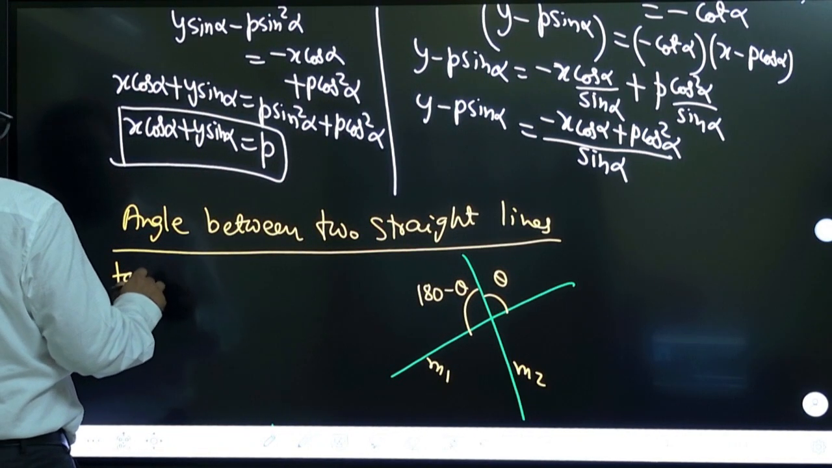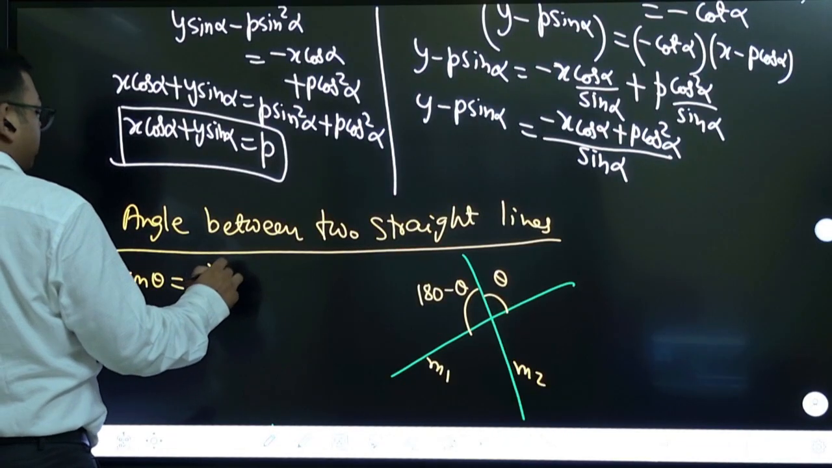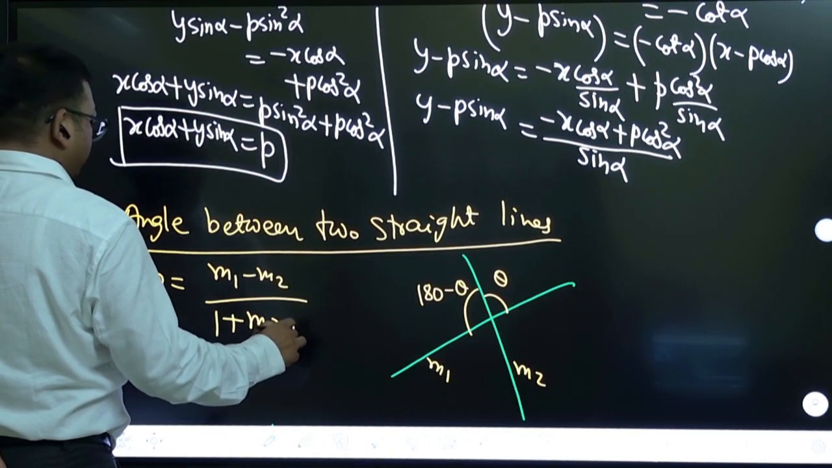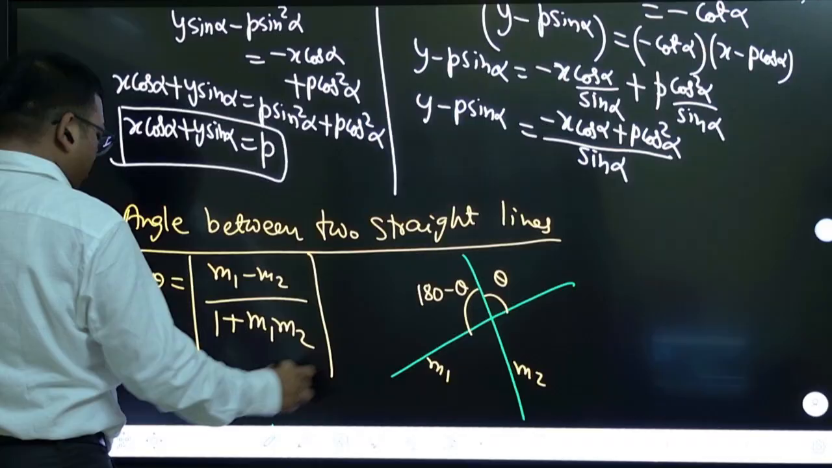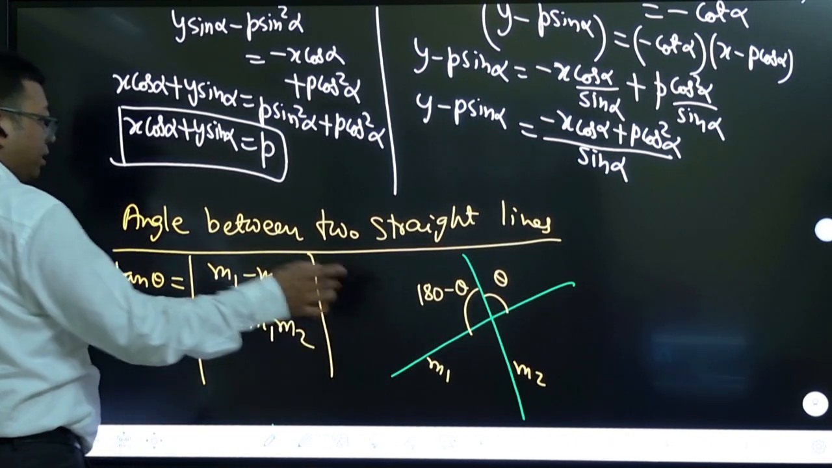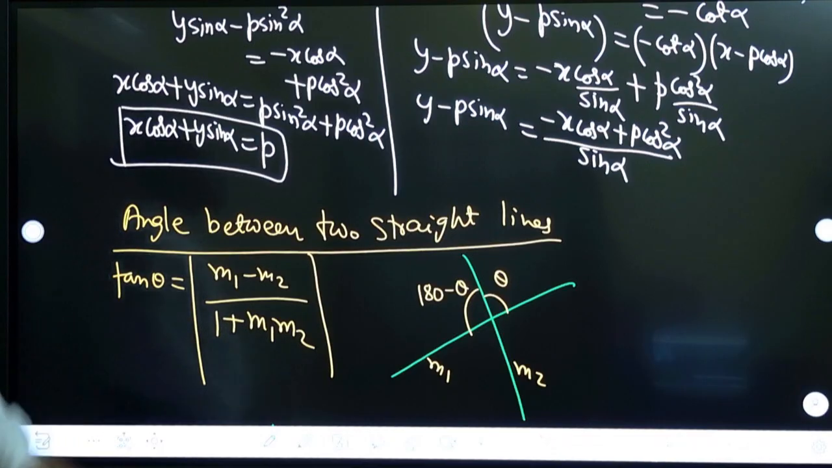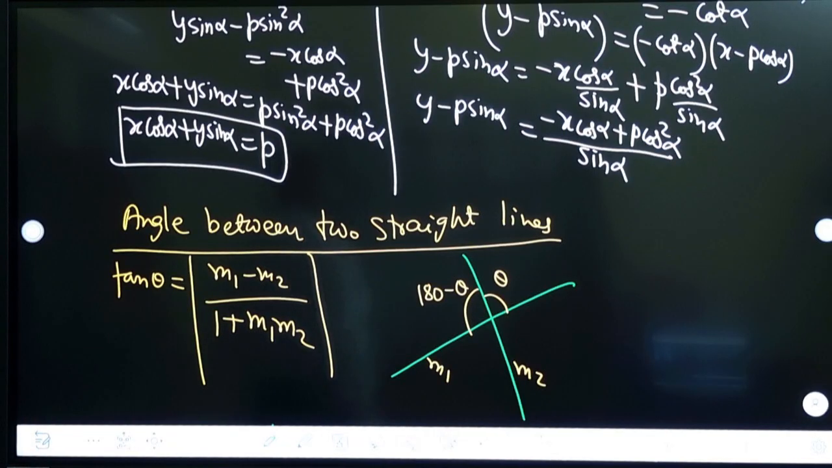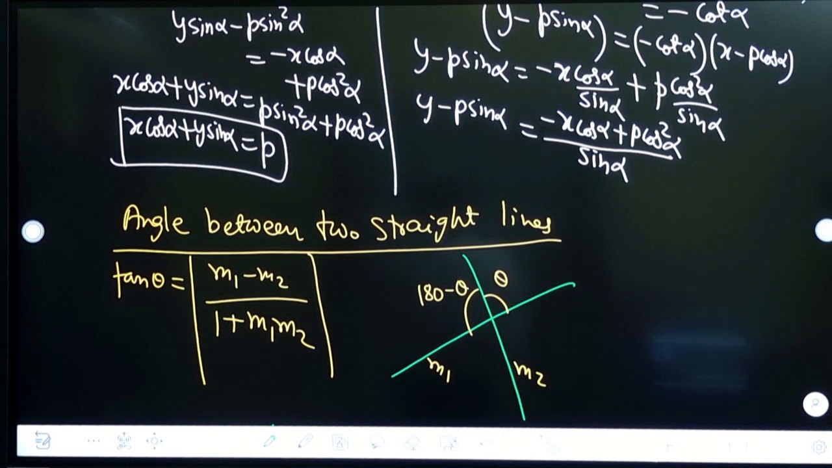Let me calculate tan theta. So I can calculate it as m1 minus m2 by 1 plus m1 m2. This is the formula, and we'll put its magnitude because we can get acute angle. So theta is the acute angle, so it is positive. Otherwise you can take minus also, so the other angle will be obtuse angle. That's how we'll calculate angle.